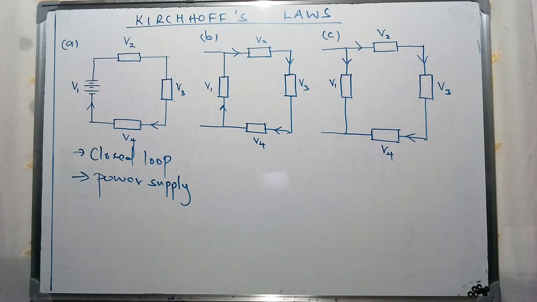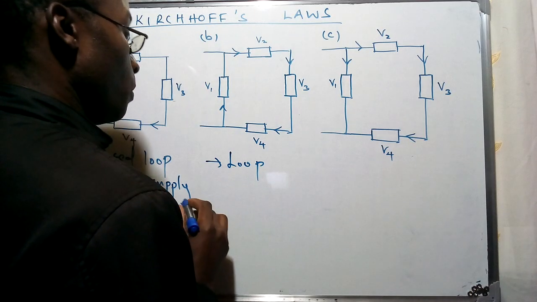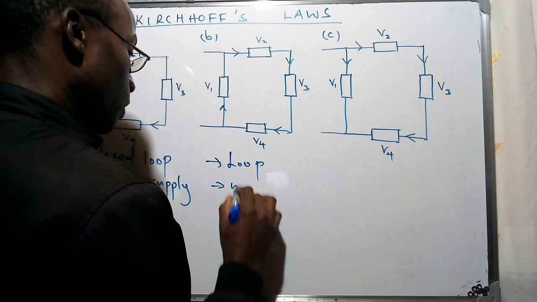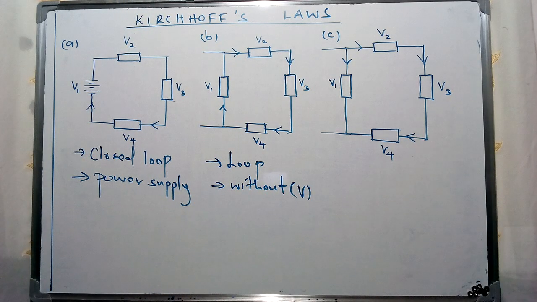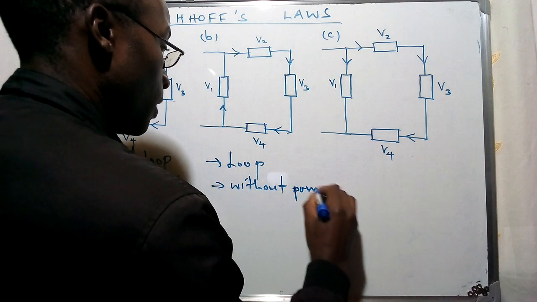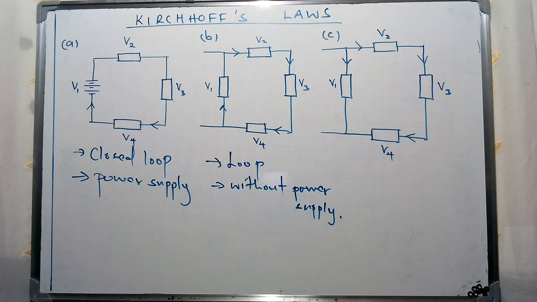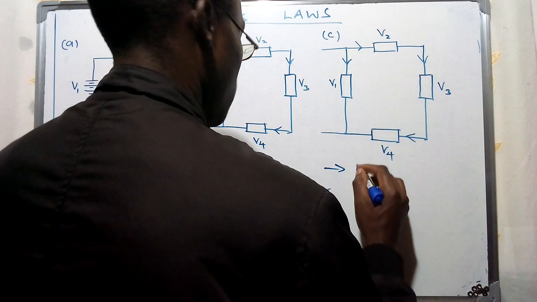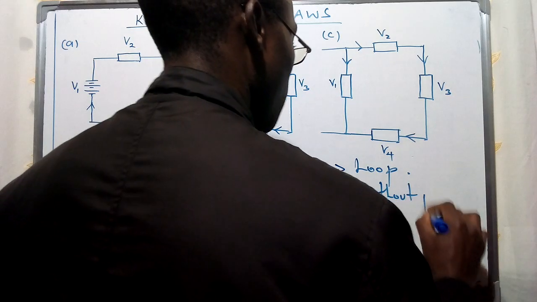And then the second circuit consists of a loop, a closed loop as well, but without a power supply. Let's just indicate it as without a power supply to avoid confusion in this particular case. And looking at the third one, it also does not have a power supply. So in this case, it's also a loop, but without a power supply.